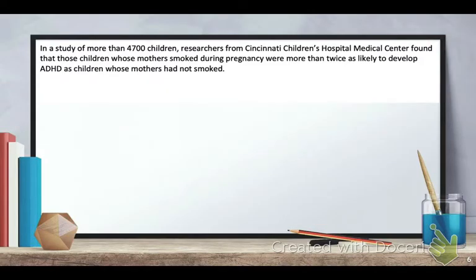In a study of more than 4,700 children, researchers from the Cincinnati Children's Hospital Medical Center found that those children whose mothers smoked during pregnancy were more than twice as likely to develop ADHD as children whose mothers had not smoked. This is an observational study. Nothing is controlled. It is simply observed and studied, and conclusions have been made.